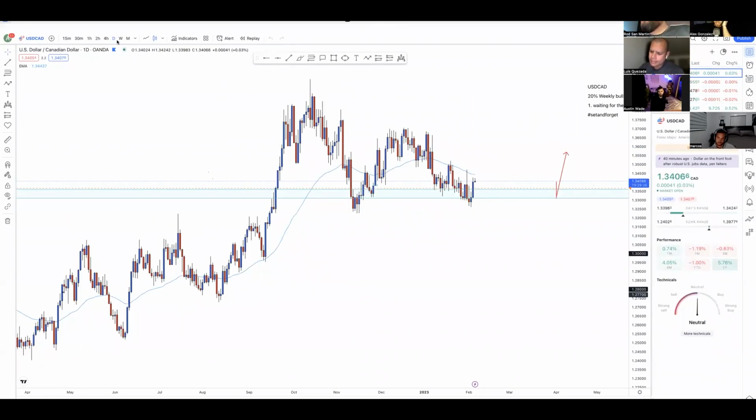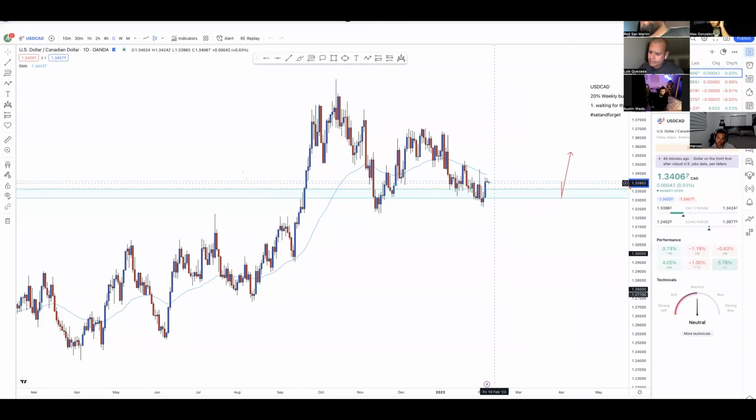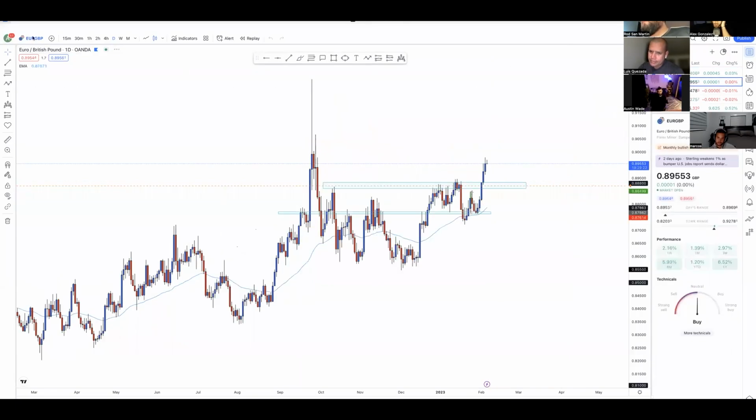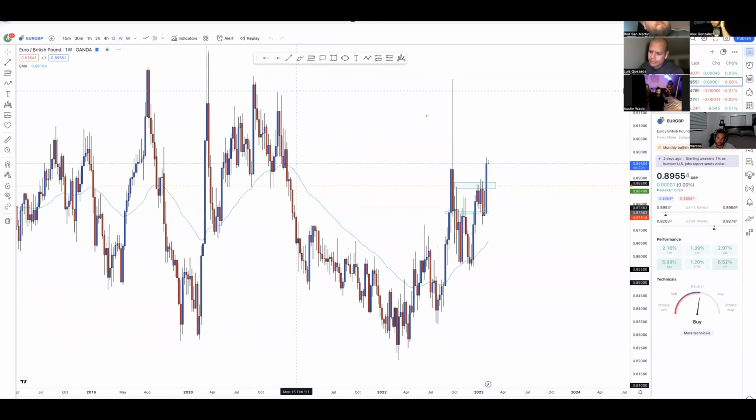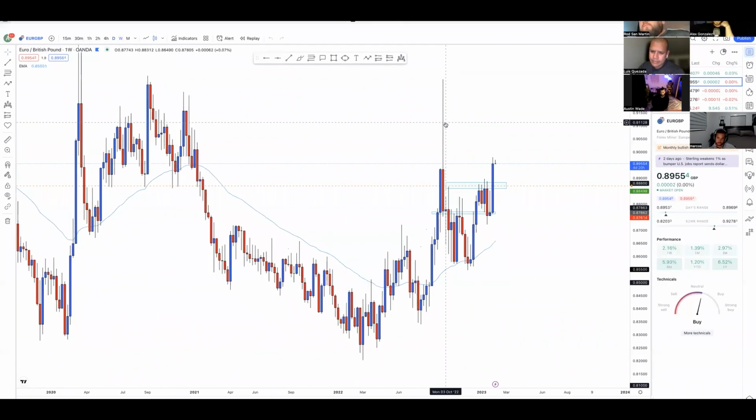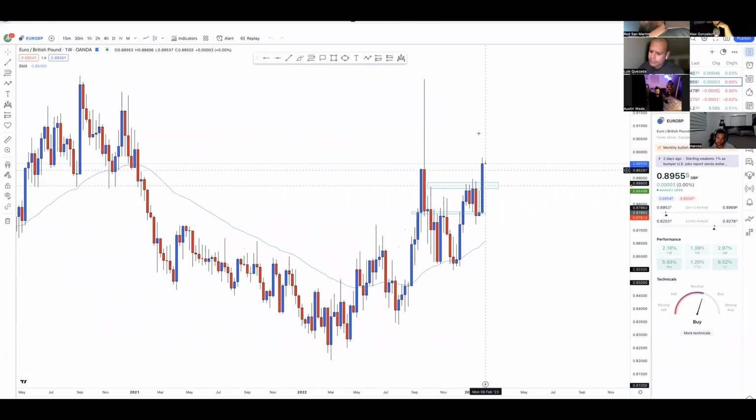So we got USD CAD. You guys already know, we just did it. Little pullback to go long. Euro GBP. We missed it last week because of the head and shoulders, but it is what it is. Euro GBP, now we're waiting for that wick pullback to go long.